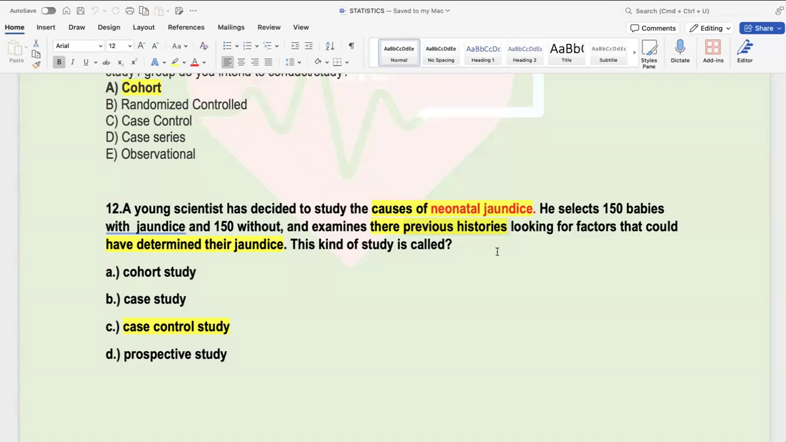So when we go from effect to the cause, so we are going back. We already know the effect, jaundice. And now we are going to find out the cause. So when we go backward, that's the time we do the case control.